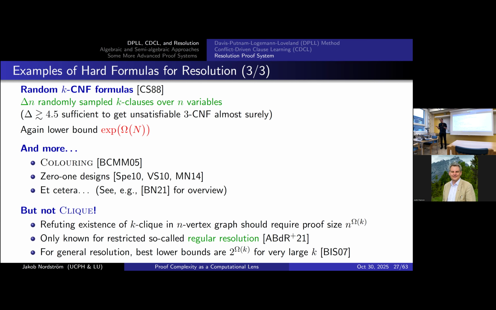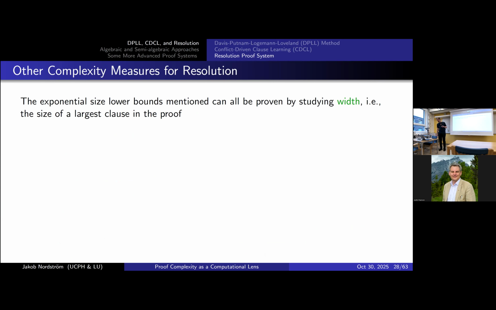And basically for these large cliques, the reason you get a lower bound is the same reason that you get the pigeonhole principle lower bound. So in that sense, you can even debate if it's a clique insight or a pigeonhole principle insight. What would be really interesting is, for small or moderately growing k, to get n to the k lower bounds. This is wide open for resolution. Okay, so we're done with resolution.